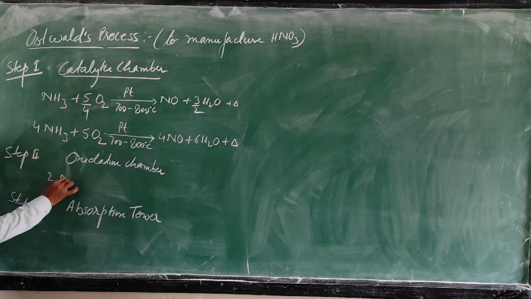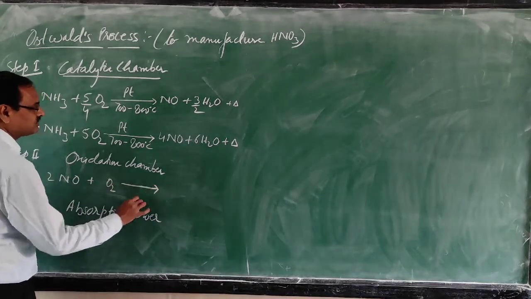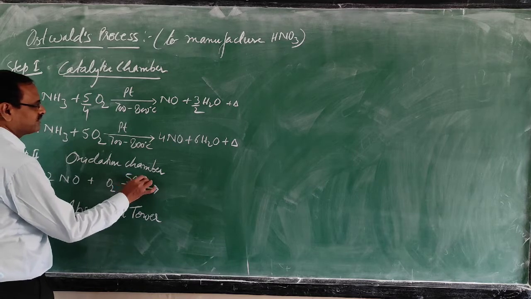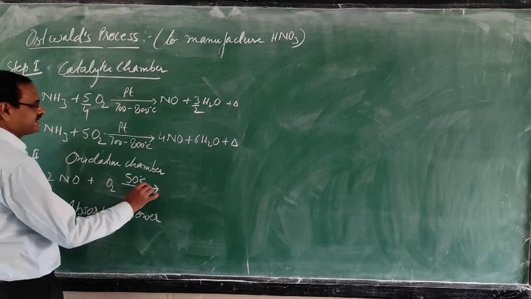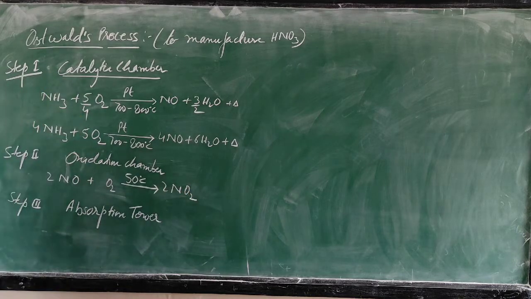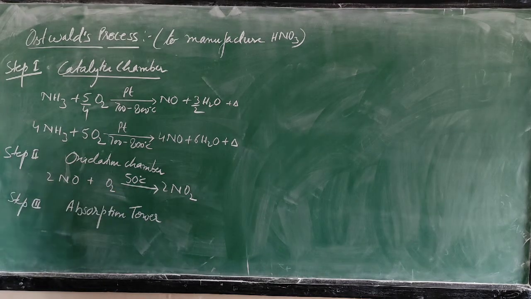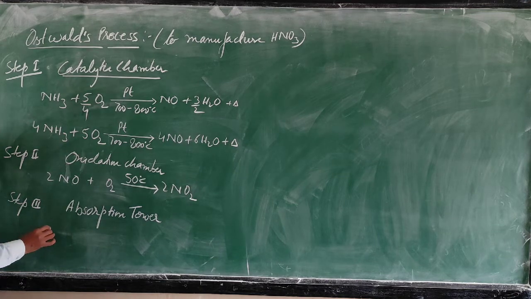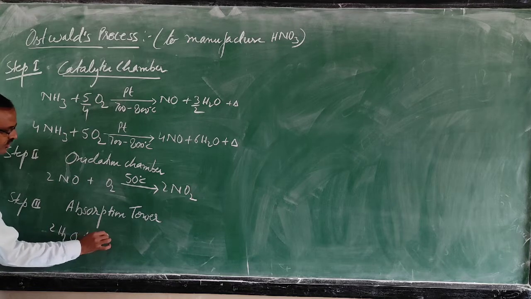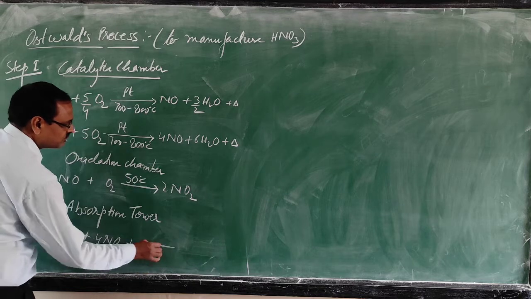In the oxidation chamber, nitric oxide is oxidized to nitrogen dioxide. The temperature is 50 degrees Celsius. So this will form nitrogen dioxide. Next one is the absorption tower. In the absorption tower, nitrogen dioxide dissolved in water forms nitric acid. So the reaction will be there. 2H2O, 4NO2, O2.